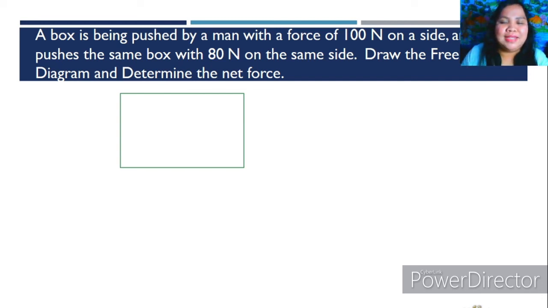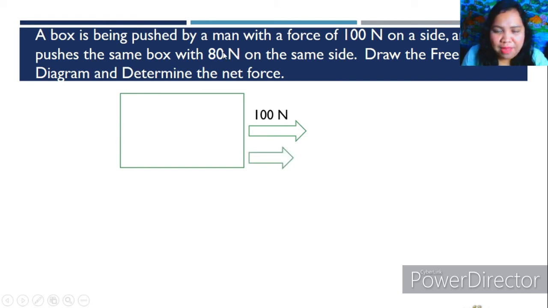So, okay, let's draw. So we have here the box, and then we know that the man was pushing the box towards the right. Okay, applying 100 newtons. And the boy is also pushing the box towards the right with 80 newtons. So this is the free body diagram for that one.